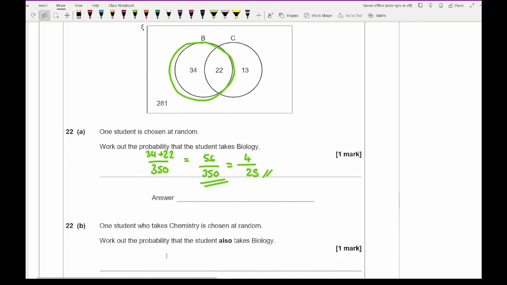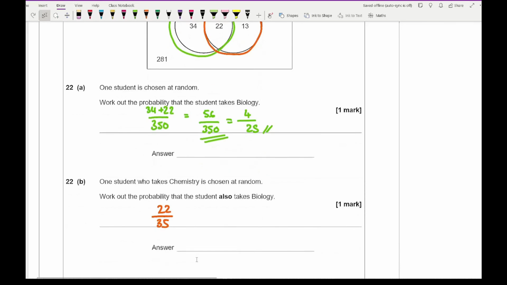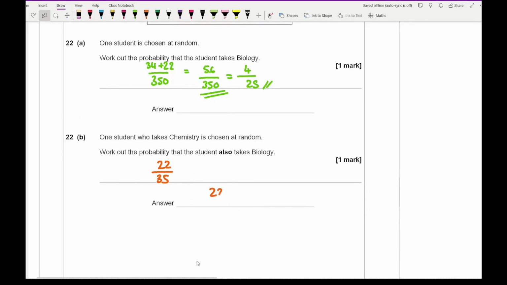It then says one student who takes chemistry is chosen at random. Work out the probability that they also study biology. So for this, we know that they study chemistry, so we know that they're in that orange circle. So it's going to be out of 35. Now, out of those 35 students, how many also study biology? Well, it's going to be 22. So the answer is going to be 22 out of 35.